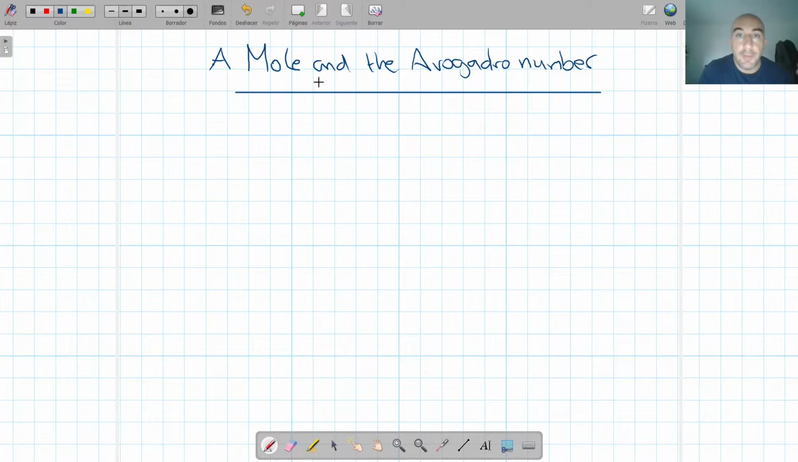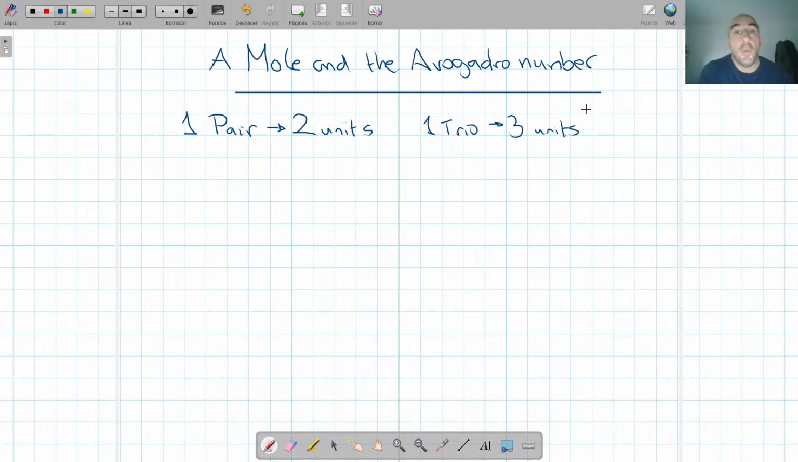For example, the best way to think of it is analogies. When I talk about a pair of anything, I mean a group of two units. When I'm talking about a trio, I know it means 3 units. When I'm talking about a dozen, I know I'm talking about really 12 units of whatever we're talking about. It can be a dozen of football players, a dozen of cars, a dozen of anything. Okay? Well, a mole is exactly that.